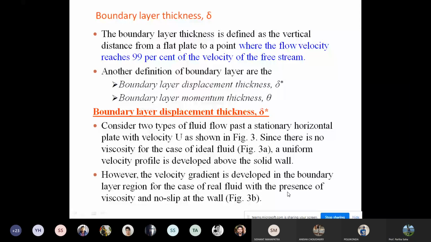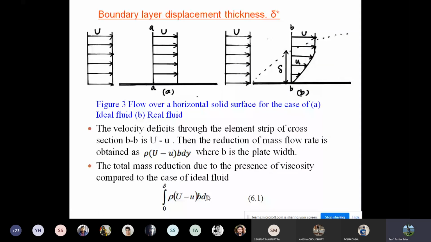So the velocity deficit. What is the velocity deficit? That is the maximum velocity minus the actual velocity. Maximum velocity is capital U, but the actual velocity is changing, small u. So the deficit of velocity will be capital U minus small u. Across the strip, BB, the cross section, the reduction of mass flow rate can be given by (U minus u) B dy into rho.